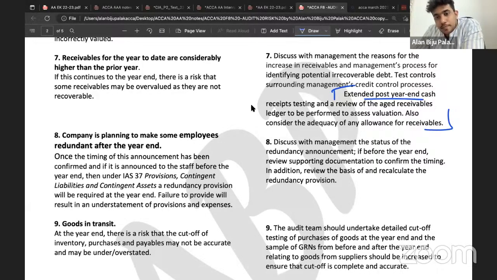Extended post-year cash receipts testing, review of aged receivables ledger to perform valuation and consider the adequacy of allowances for receivables. നമ്മൾ എന്താ പറഞ്ഞ, ഇയർ എൻഡിന് ശേഷം കമ്പനി തരും എന്ന് പറയുന്ന, അല്ല കിട്ടാനുണ്ടെന്ന് പറയുന്ന കാശ് കിട്ടിയോന്ന് നോക്കുക, അല്ലെങ്കിലോ എത്ര നാളായിട്ട് പൈസ കിട്ടാനുള്ളതാണെന്ന് നോക്കുക.